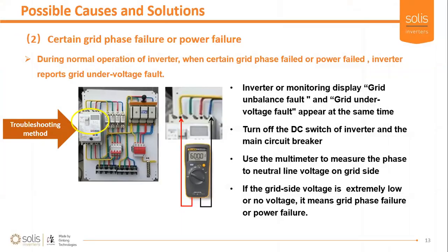Now, the second possible cause is certain grid phase failure or power failure. As we know, during normal operation of the inverter, when a certain grid phase fails or power fails, the inverter reports under grid voltage fault. The inverter or monitoring display shows grid unbalanced fault and under grid voltage fault at the same time. At that point, we should turn off the DC switch of the inverter and the main circuit breaker, and use the multimeter to measure the phase to neutral line voltage on the grid side. If the grid side voltage is extremely low or there is no voltage, it means the grid has caused the phase failure or power failure.